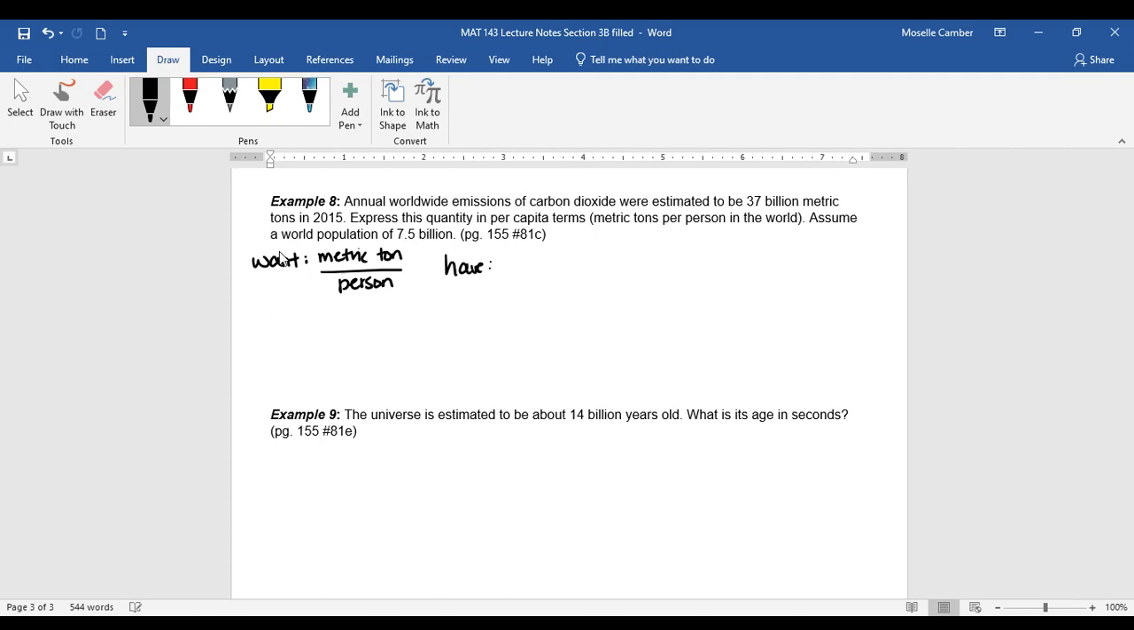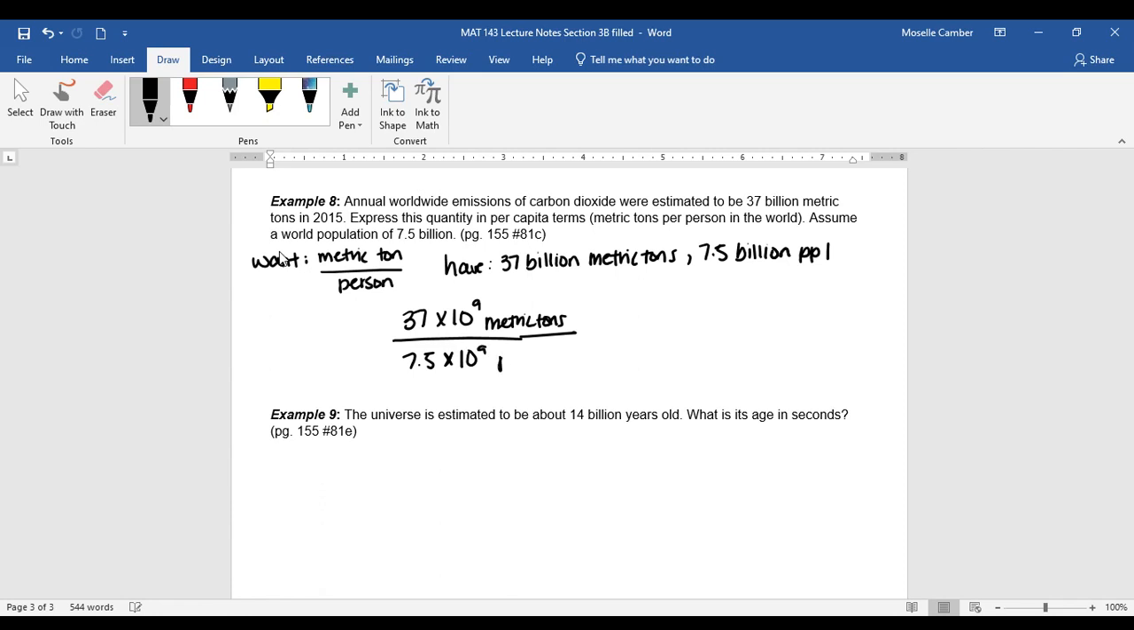What we have is 37 billion metric tons. And we also have a world population of 7.5 billion people. Okay, tons per person. So we do 37 billion. So billion is times 10 to the 9th metric tons, divided by 7.5, also billion, so it's times 10 to the 9th people.